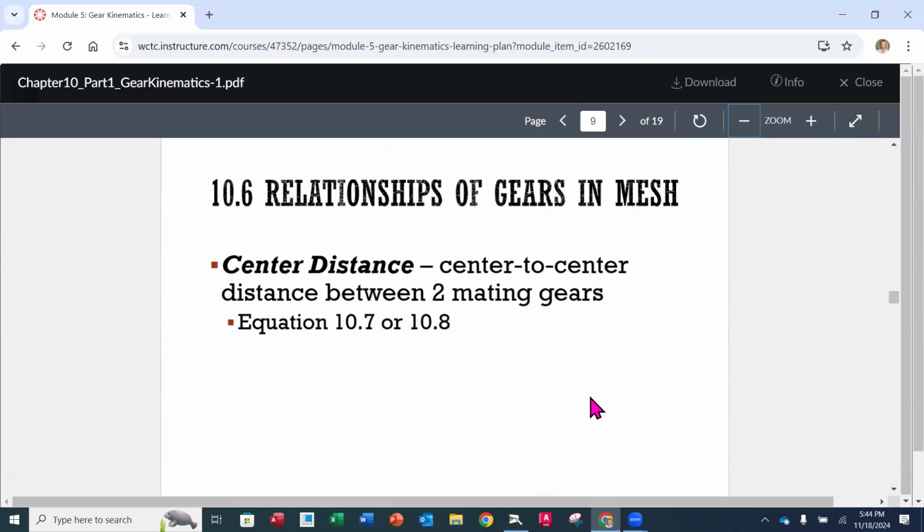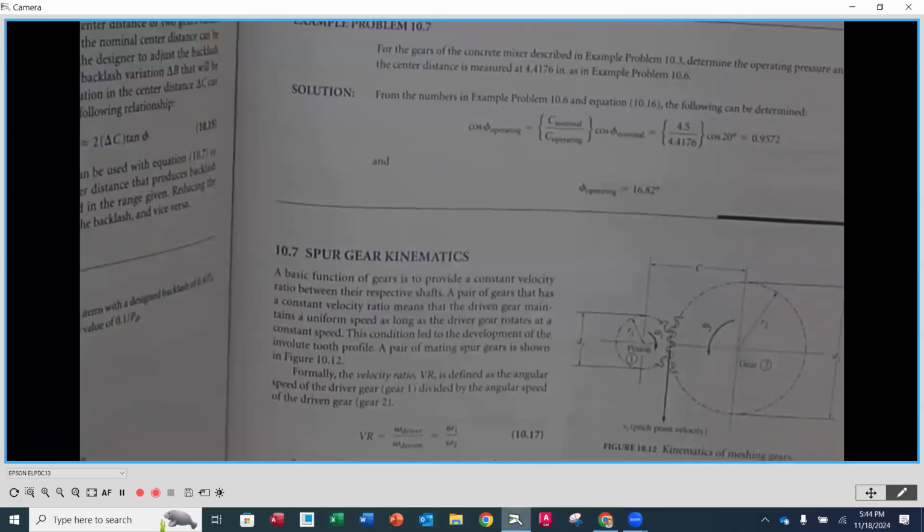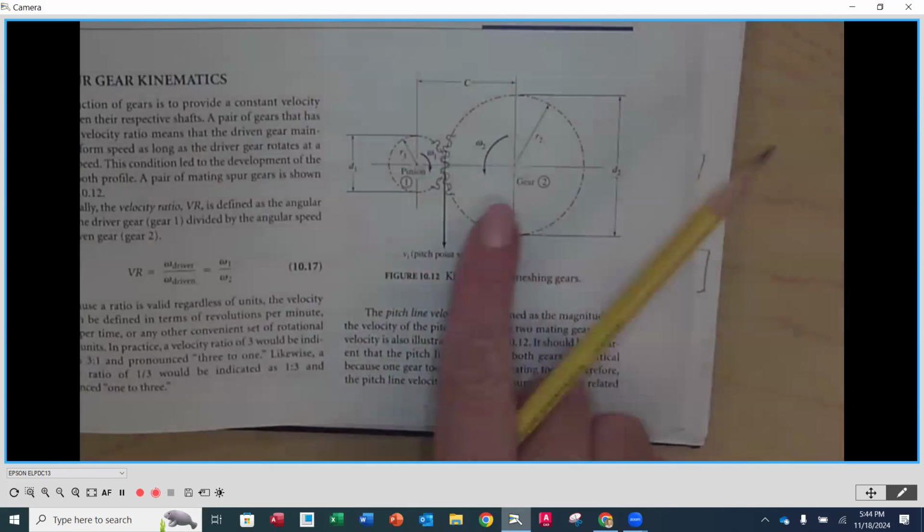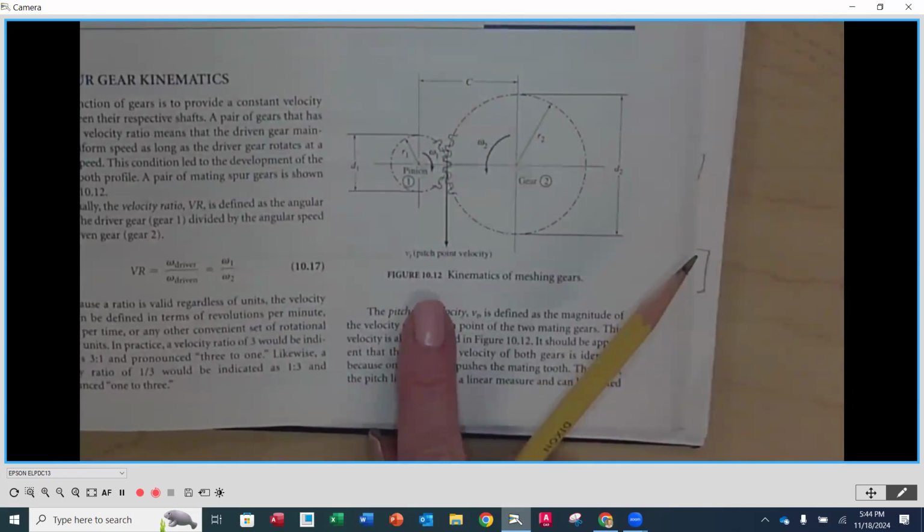Now, relationships of gears in mesh. What we're most interested in, especially when we're talking gear kinematics, is how much space this is going to take up. So we need to know the center distance between gears. I'm going to peek over at page 273, and down here, this is figure 10.12.